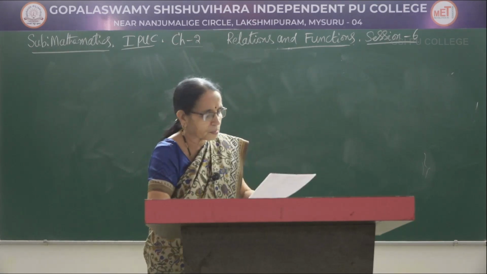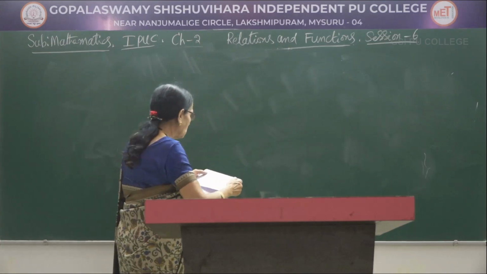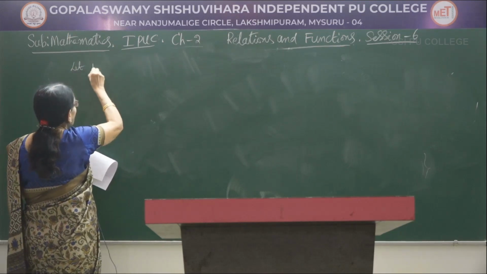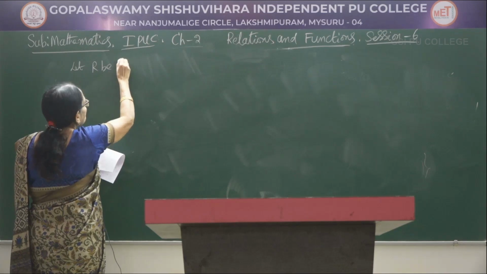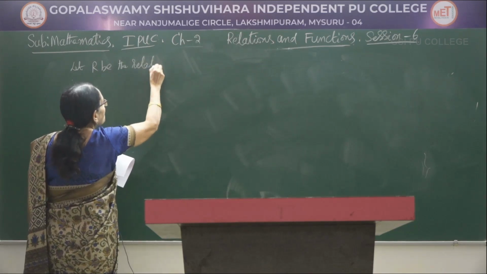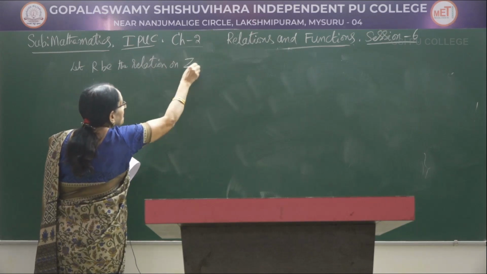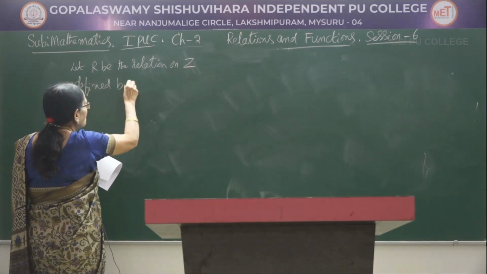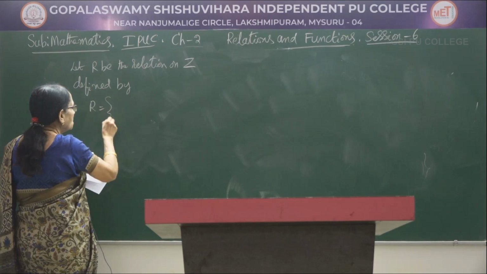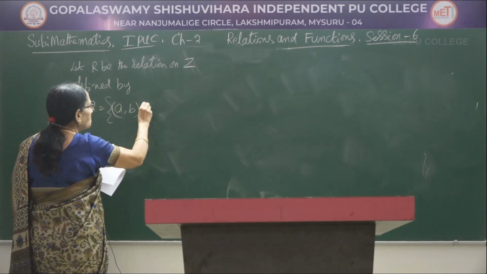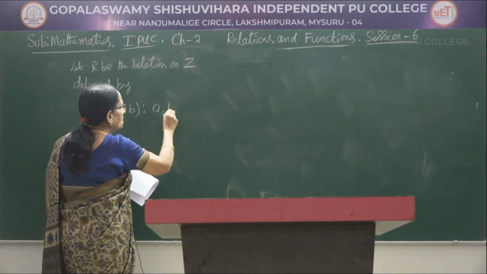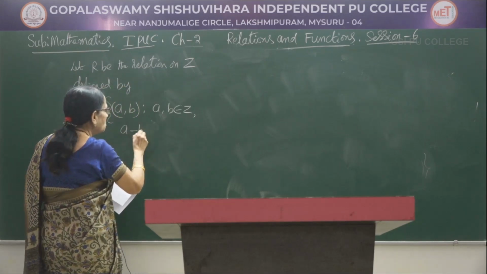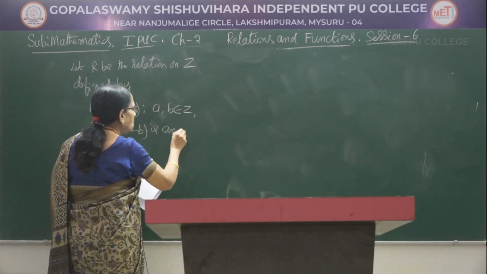Now next problem. Understand carefully and then let me solve the problem. Let R be the relation on Z defined by R contains all those ordered pairs (a, b) where a, b belong to Z and a minus b is an integer.